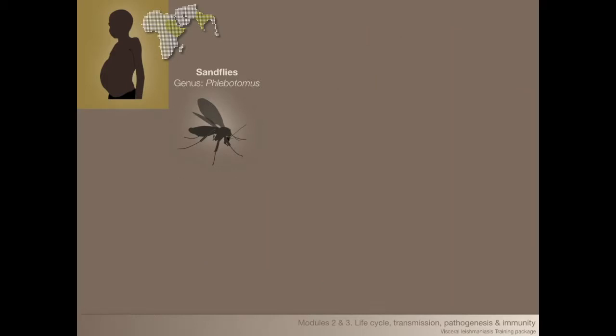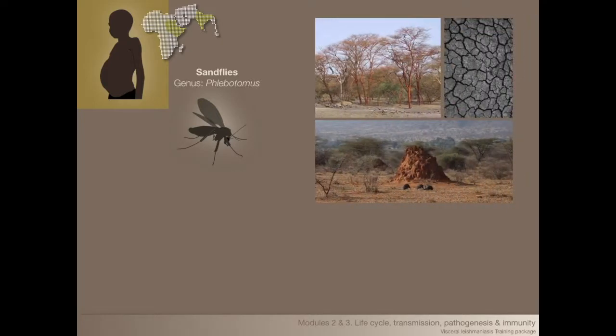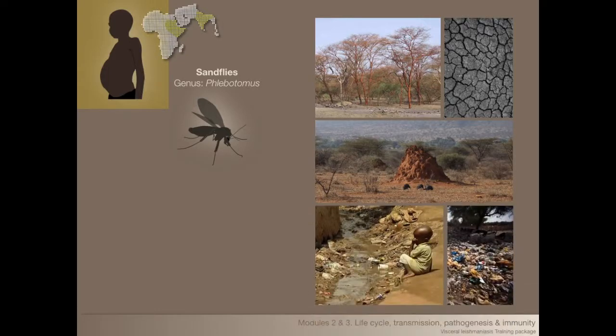Remember, in Module 1, we learned that phlebotomine sandflies responsible for transmission of Leishmania donovani are found in quite diverse habitats. On the one hand, they are found in natural settings where moist, warm, and organic matter are available for their larvae to develop. On the other hand, open sewage and household rubbish also provide optimal breeding sites.